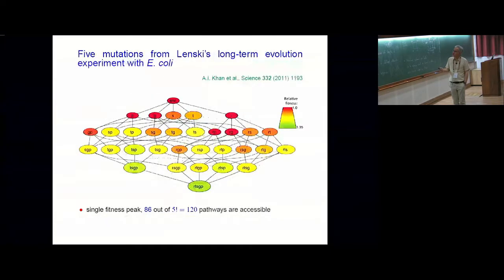This is referring to the Lenski experiment, which I showed you in the very beginning. This is a paper where people studied 5 mutations that appeared in this long-term experiment of Lenski. In this experiment, these mutations appeared in a certain order. So the population, if you will, traversed a certain pathway. And here they again manufactured all the intermediates. So this is the 5-fold mutant. In this case, there's actually rather high accessibility, so 86 out of these 120 pathways were found to be accessible.